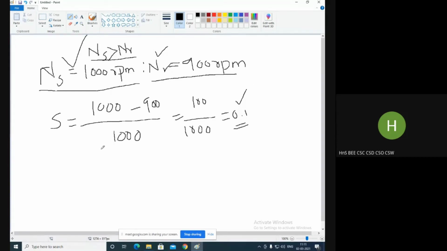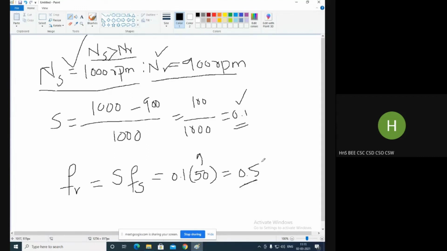Now what is the frequency value? The rotor frequency Fr equals slip into stator frequency. The slip value will be 0.1 and the supply frequency is 50 Hz in our Indian standard. But in other foreign standards, that is a different value, maybe 60 Hz or 70 Hz. Your rotor frequency is 5 Hz. Okay, now see.